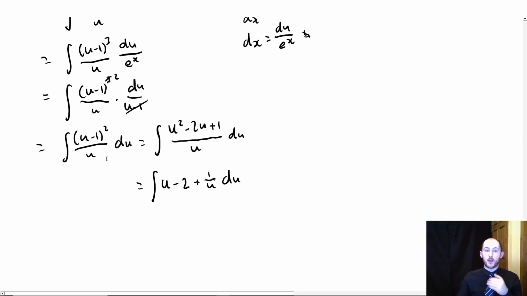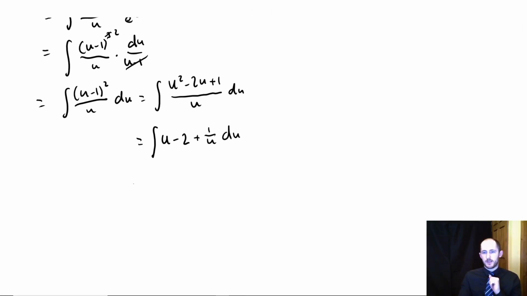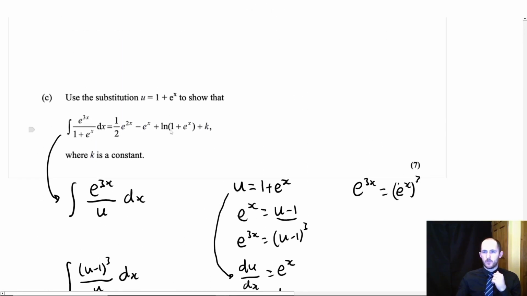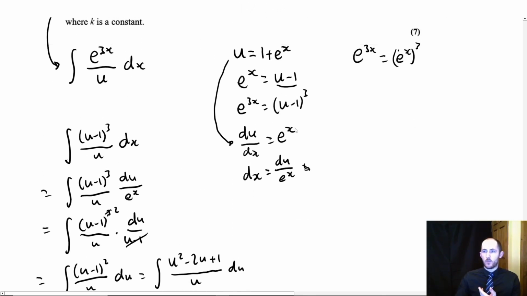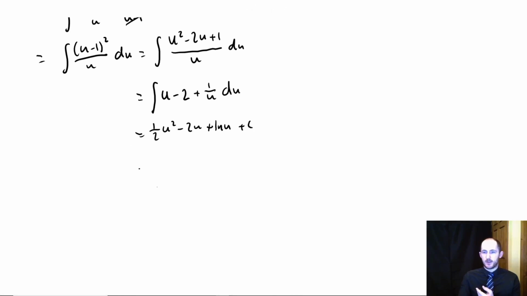Now integrating this becomes trivial. Add 1 to the power and divide it by the new power, so that becomes squared, so it becomes half u squared minus 2u. And remember, if it's 1 over x or 1 over u or whatever, it just becomes ln. And then obviously you have your plus c. If we look at the answer, we're very close to what we should do. All we need to do now is sub u back in. Okay, so 1 plus e to the x. Keep going.